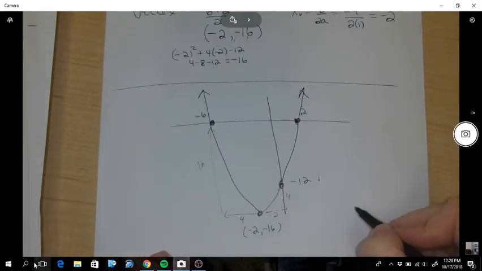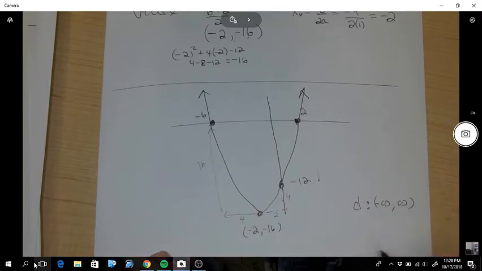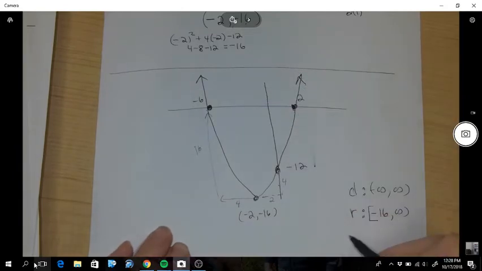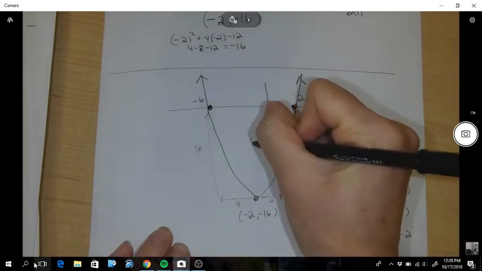And then we can talk domain and range. Domain is -infinity to infinity. Range is from -16 to infinity. The axis of symmetry is the vertical line x equals -2.